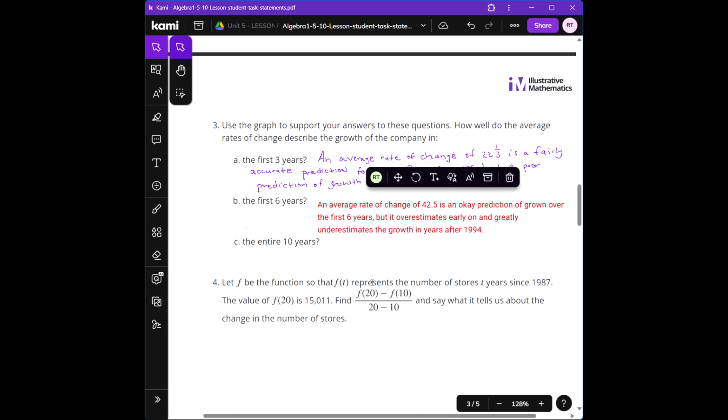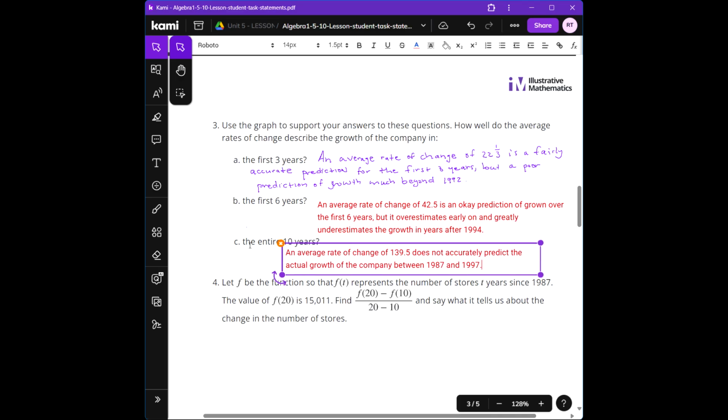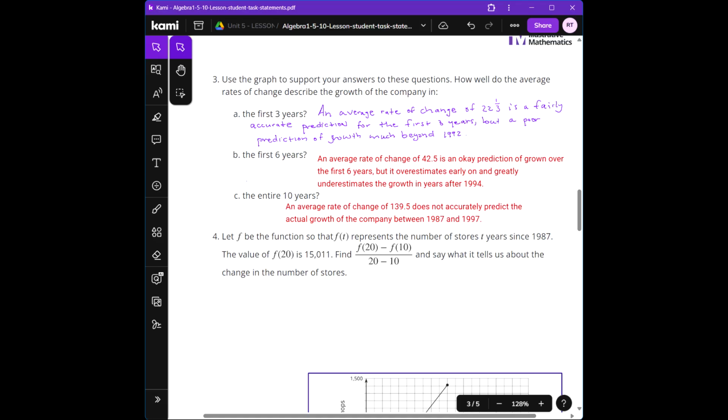Okay, and then the last one for C, let me go ahead and copy this over. We have an average rate of change of 139.5 does not accurately predict the actual growth of the company between 1987 and 1997. Okay. All right. So let's look at the next one.